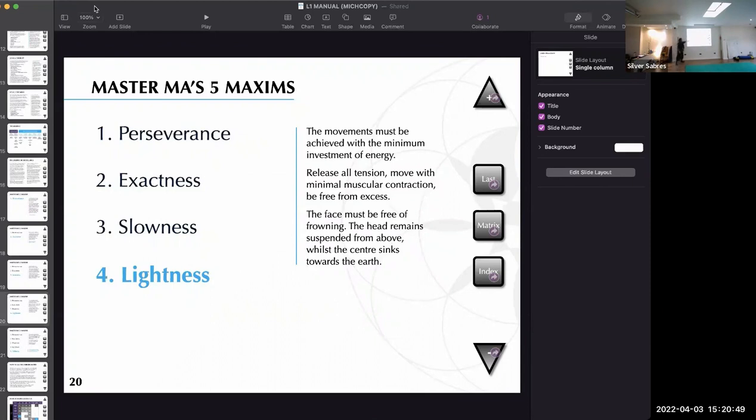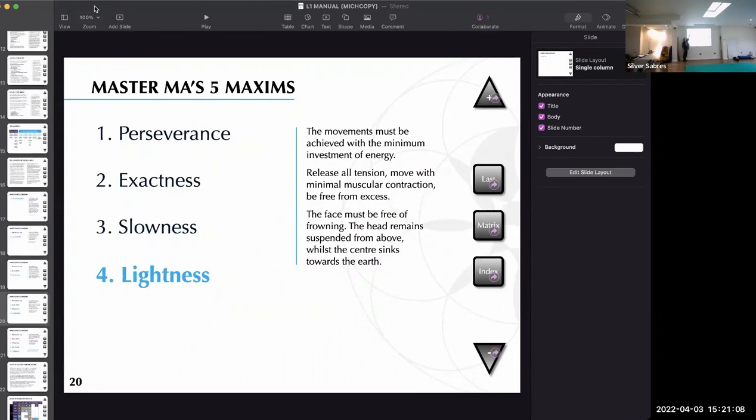But obviously, you're not going to find lightness, which is this expansion upwards, unless you've slowed it down. And you're not going to be able to slow it down if you're not paying attention to exactly what you're doing. And you're not going to be able to pay attention to exactly what you're doing if you gave up.